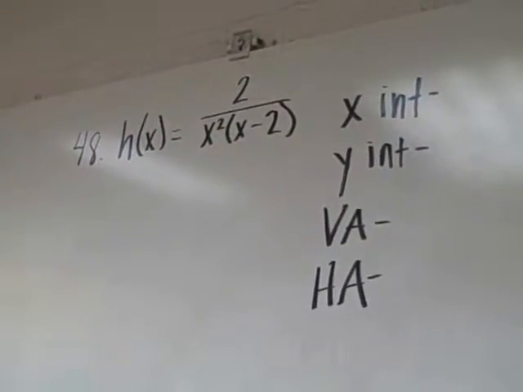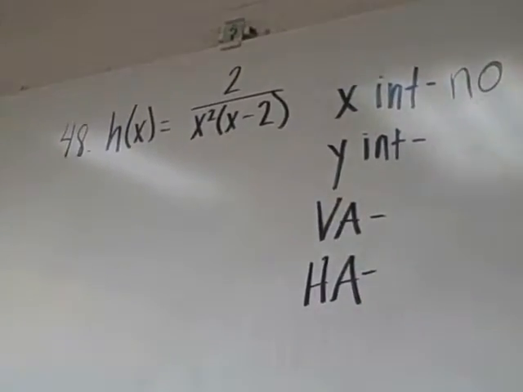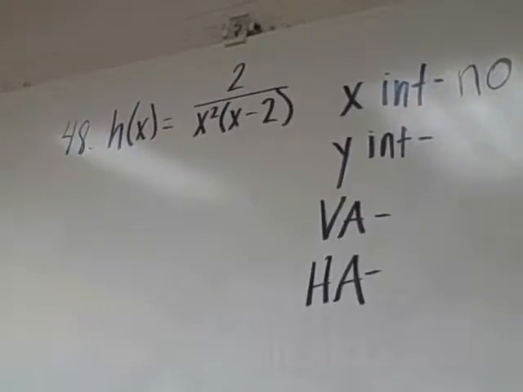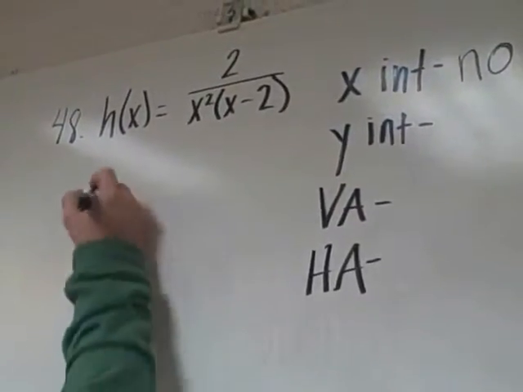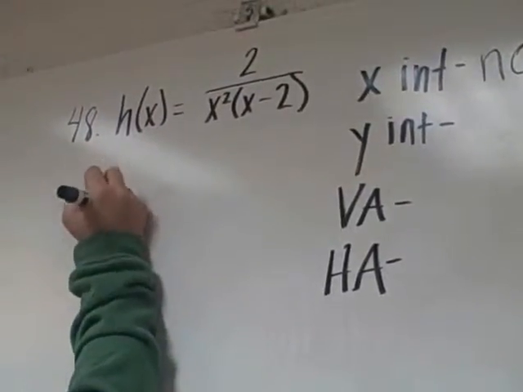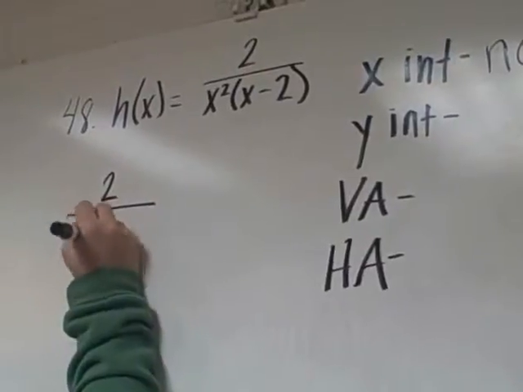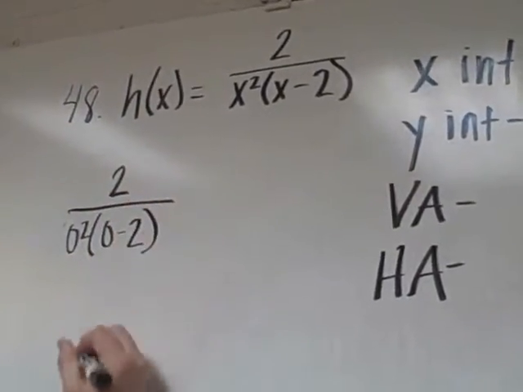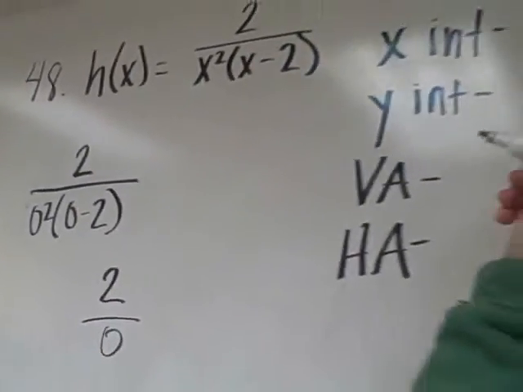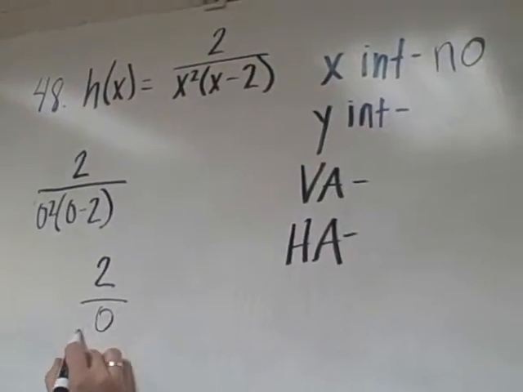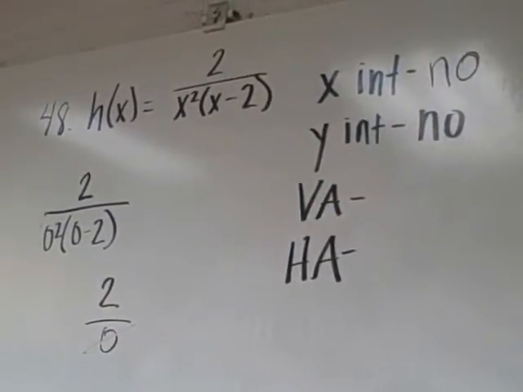is no x in it, so it means that there's no x-intercept. And then for y, you substitute 0 in for all of the x's, so you would end up getting 2 over 0 squared times 0 minus 2, which is 2 over 0, which you can't have, a 0 at the bottom. So that means there's no y-intercept.